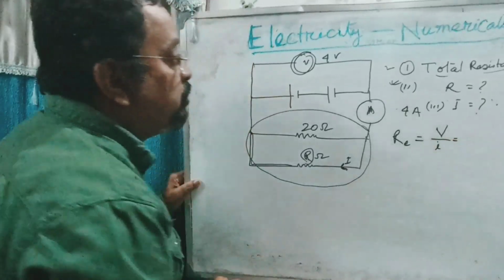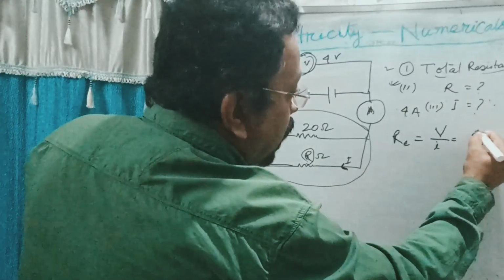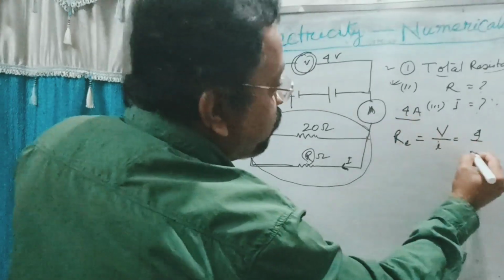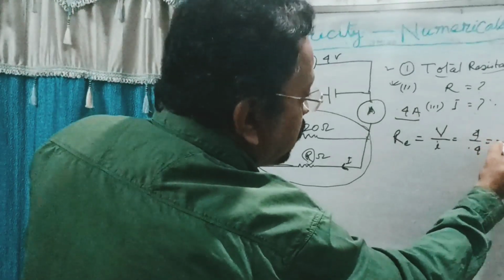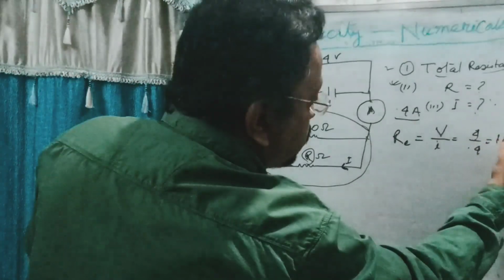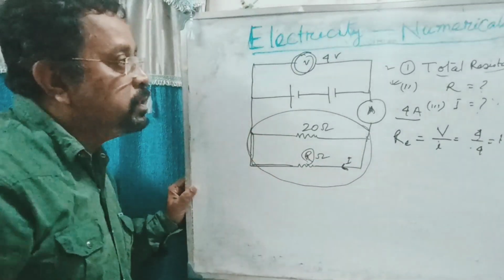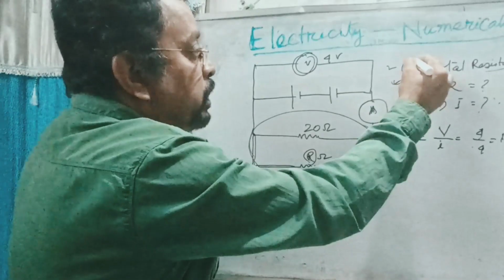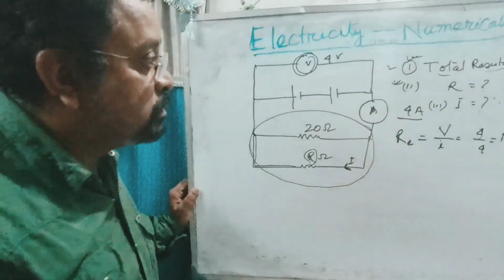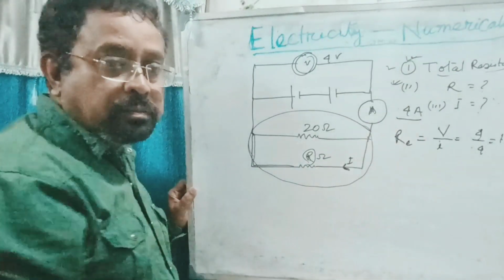What is the value of V? V is 4 volt. And I is equal to how much? It is written 0.4. So how much is it coming? That is 10. So the equivalent resistance of this system is 10 ohm. So this part is over, 10 ohm. This is the equivalent resistance. Now you have to find the value of R.